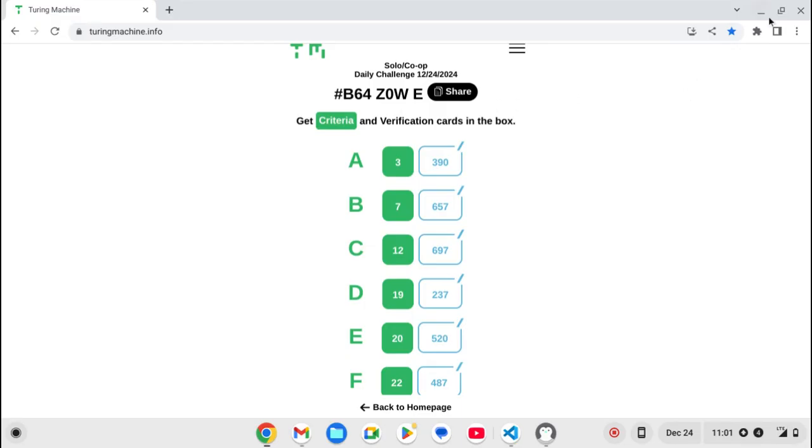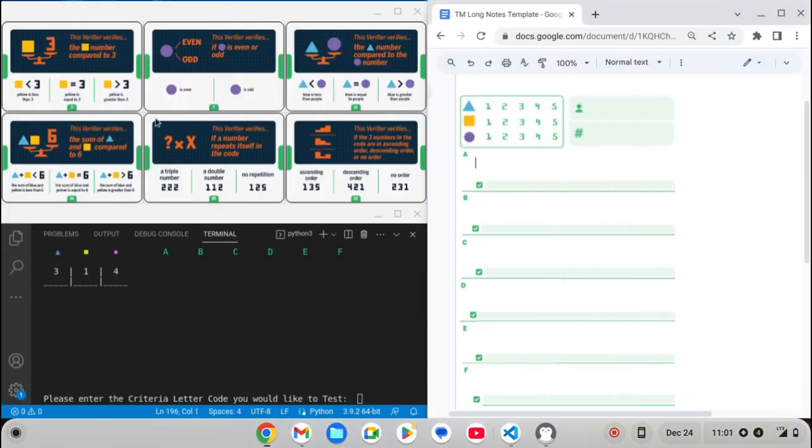Let's go solve. So in the grid above, we've got our 6 criteria cards. On the top row, we've got criteria card A, criteria card B, and criteria card C. On the bottom row, we've got criteria card D, criteria card E, and finally criteria card F. Criteria card A takes a look at our middle digit, the square digit, and the Turing Machine compares it to the number 3. So should the value of square be less than 3? Should it be equal to 3? Or should the value of square be greater than 3?